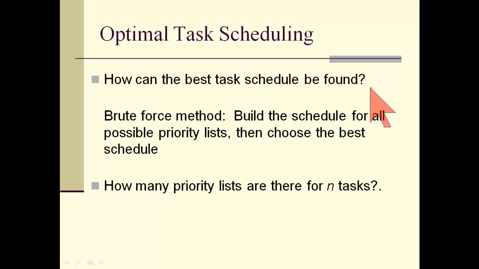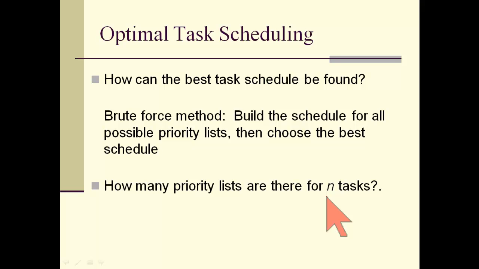All right, what's the theory behind this? How can the best task schedule be found? How can we go about choosing the priority list so that it results in the best schedule? One way would be the brute force method. Just list all possible priority lists, build the schedule for each of them like we did. We've done 2 examples here, and then choose the best schedule. Let's say, okay, this is a brute force approach. How many priority lists could there be?